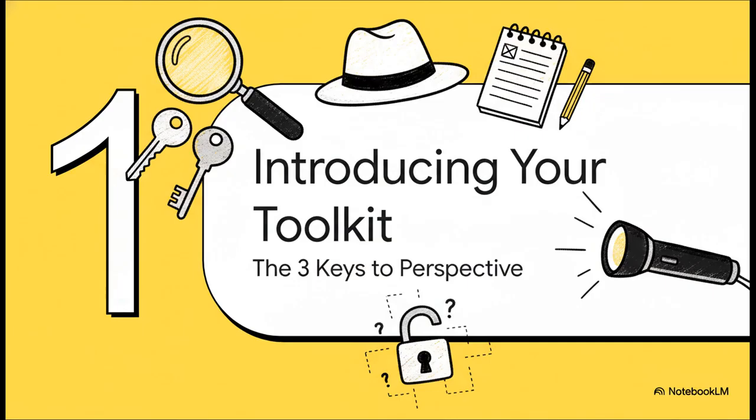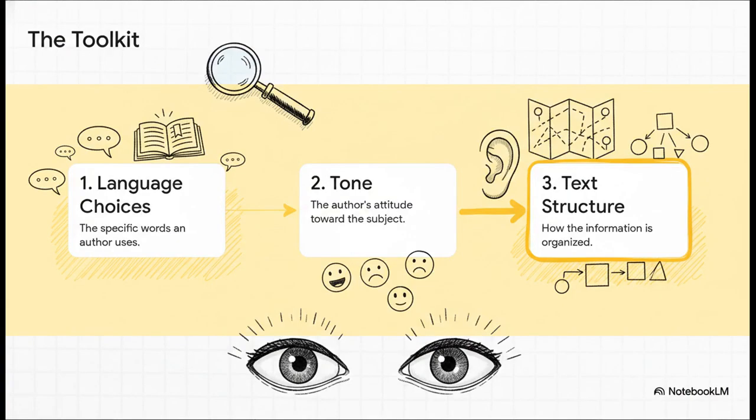Okay, every good detective needs their gear, right? So let's open up our brand new Author's Perspective Toolkit and check out the 3 essential tools you're going to need to unlock any author's real angle. And here they are, just 3 simple tools. First up, we've got language choices, the actual words the author picks. Then we have tone, that's the author's attitude about what they're writing. And finally, text structure, which is all about how they organize their ideas. If you can master these 3, I'm telling you, no author's angle will ever be hidden from you again.